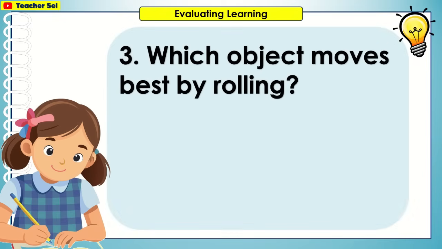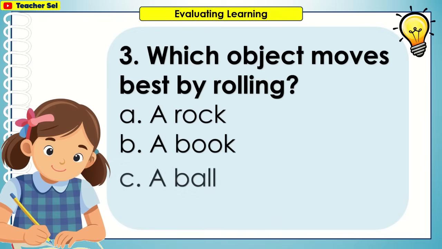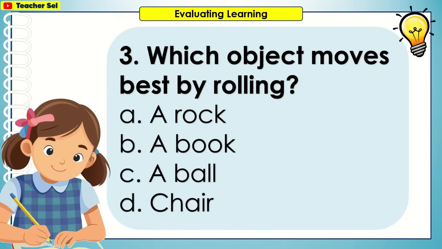Which object moves best by rolling? A. A rock. B. A book. C. A ball. D. Chair. Right, the correct answer is C. A ball.